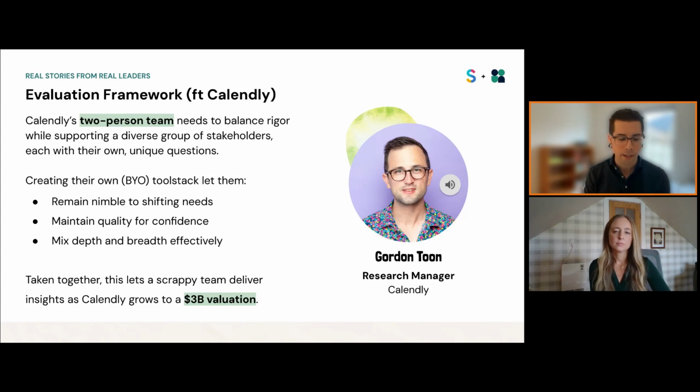And so for Gordon, his team is more analytics driven because they have so many people visiting their homepage.